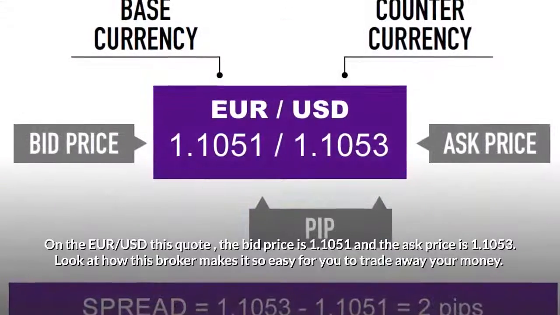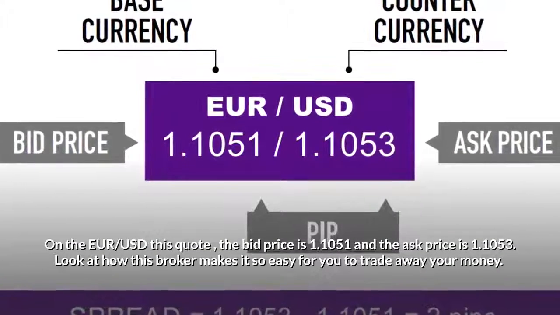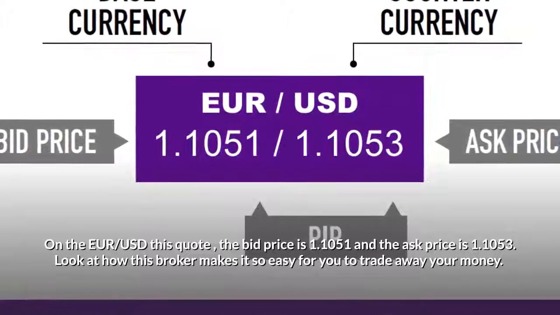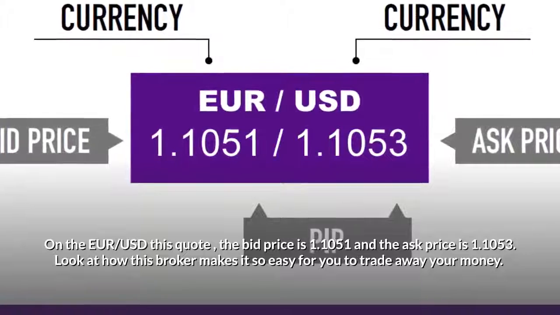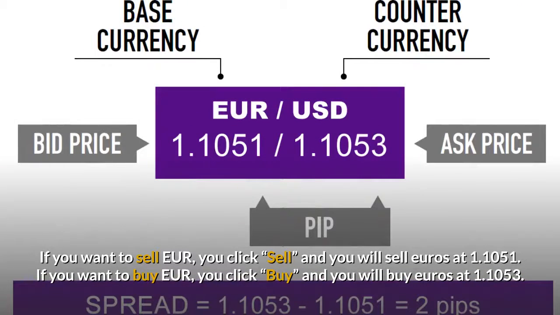On the EUR/USD quote, the bid price is 1.1051 and the ask price is 1.1053. Look at how this broker makes it so easy for you to trade away your money. If you want to sell EUR, you click sell and you will sell euros at 1.1051. If you want to buy EUR, you click buy and you will buy euros at 1.1053.